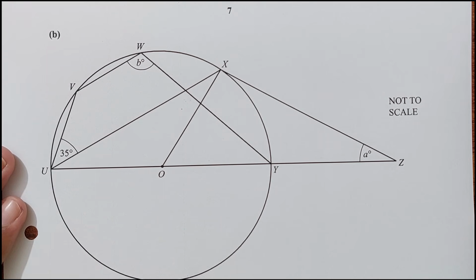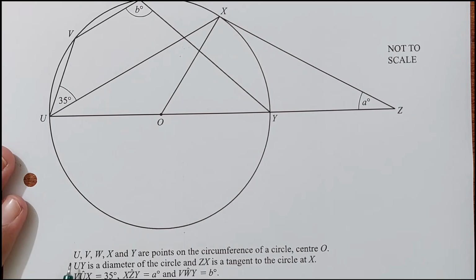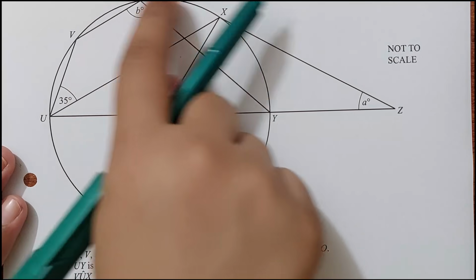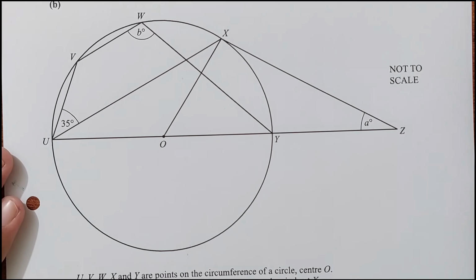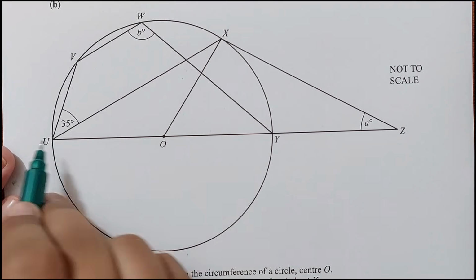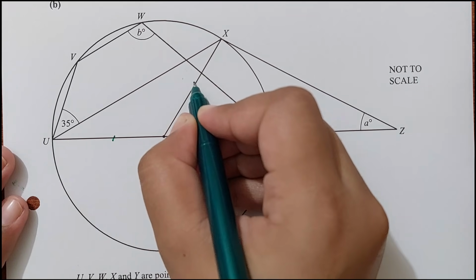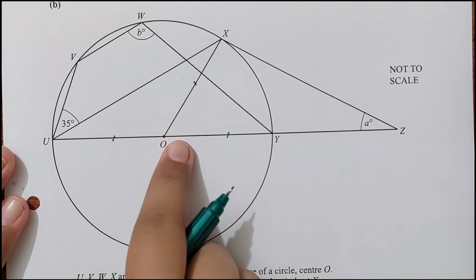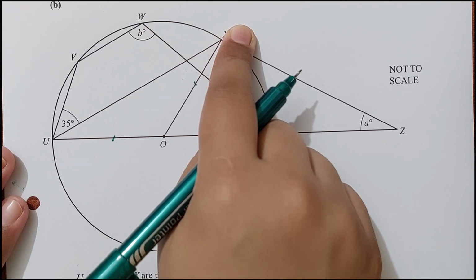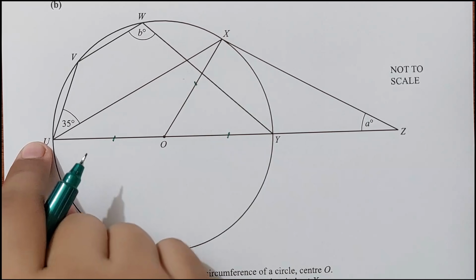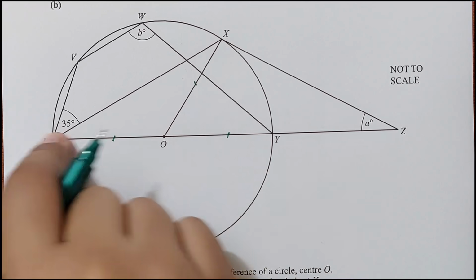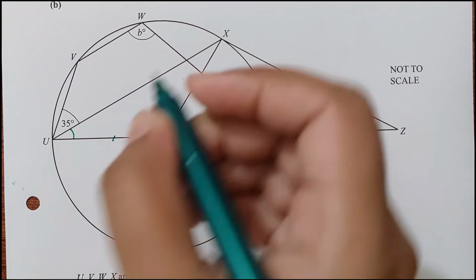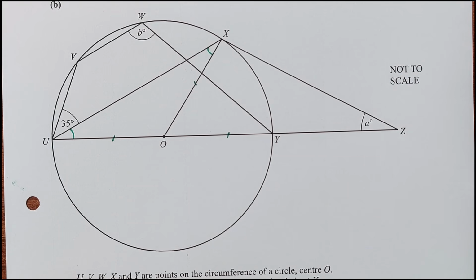Now for part B, U, V, W, X and Y are points on the circumference of a circle with center O. So if the center is O, it means OU is equal to OX is equal to OY. This is a radius, right? So OU and OX are the same, so the triangle OUX is an isosceles triangle. Two sides are the same, two angles are the same. This angle and this angle are the same.